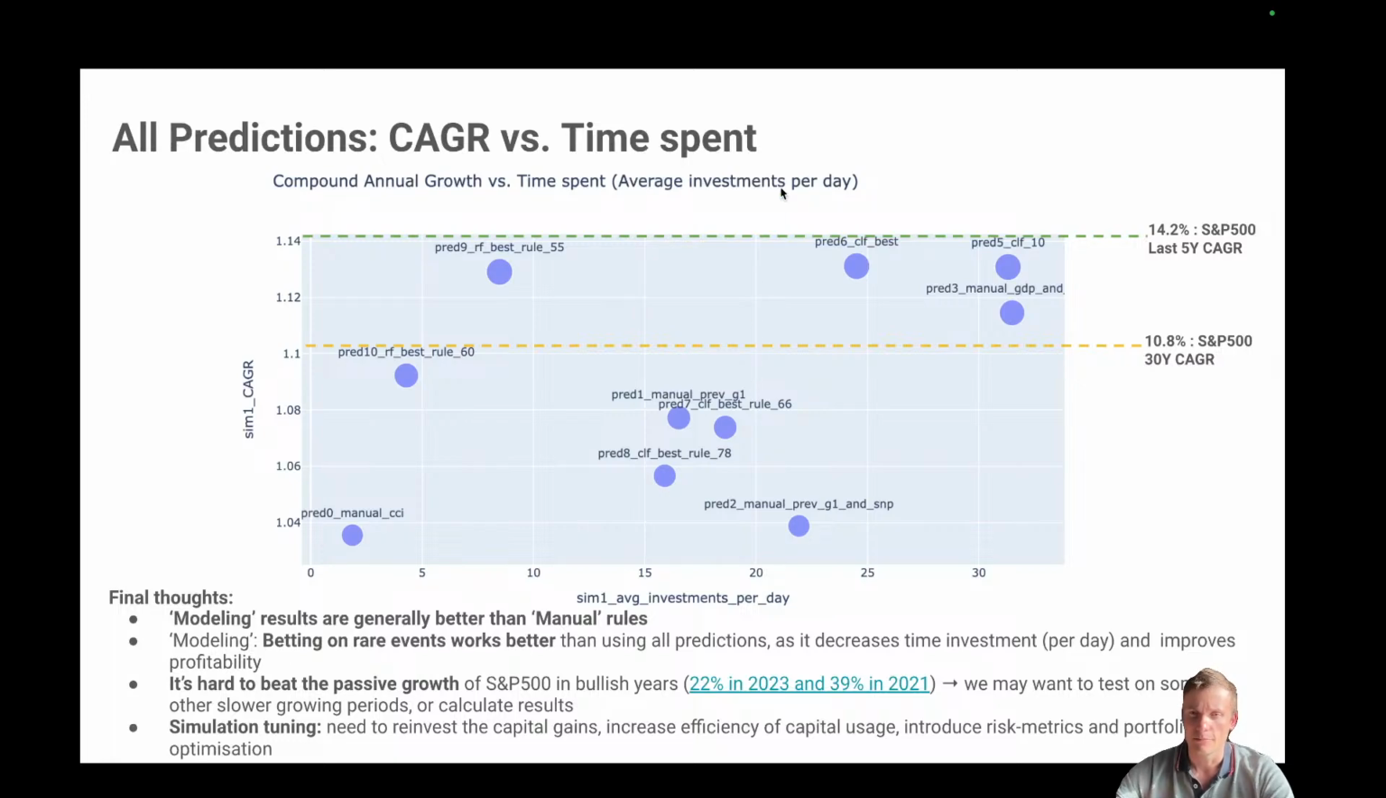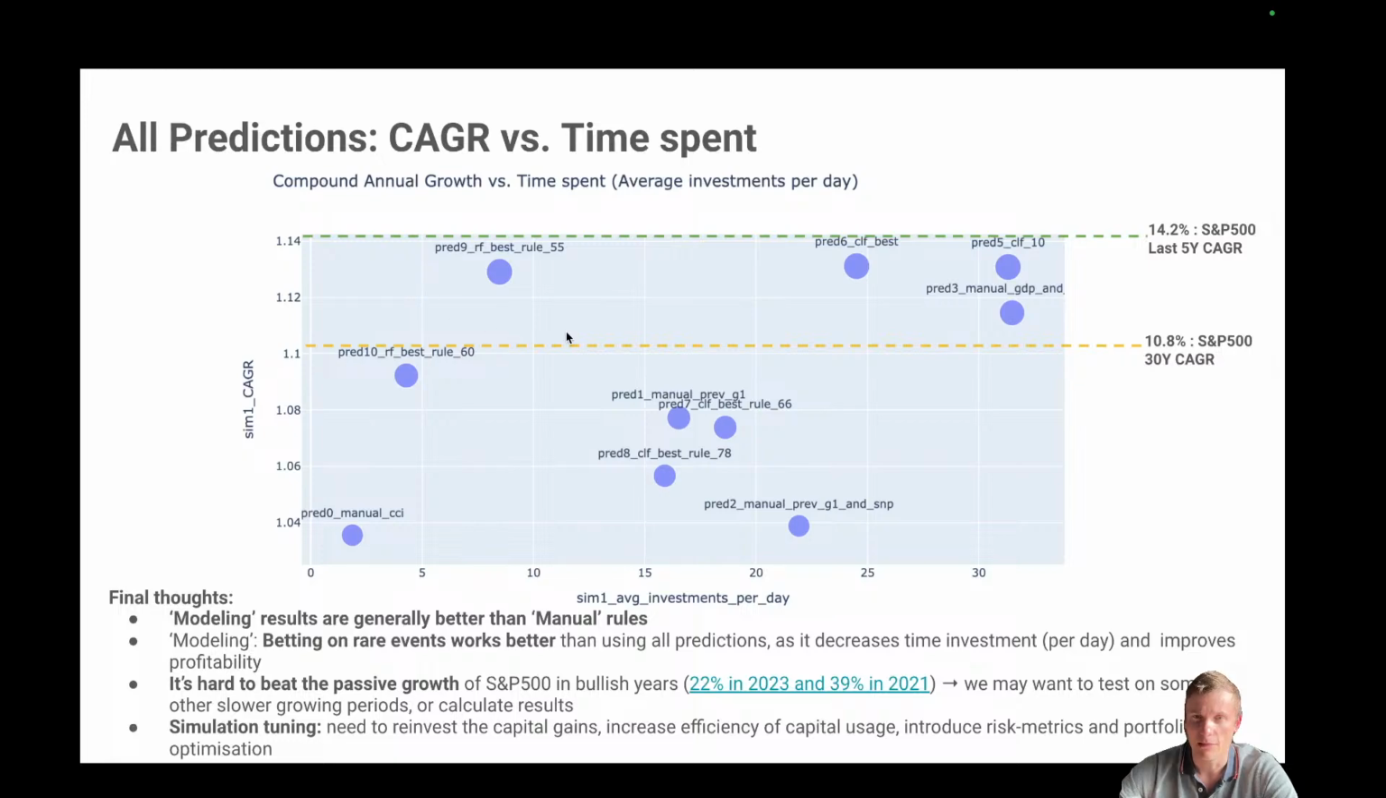And finally, this is the last slide that I have for today. That's the comparison of all predictions based on the time spent. This is average investments per day. It can be 0, it can be 1, 2, 5, or up to 33 investments. And CAGR, that is compound average annual growth, maximum about 14%.